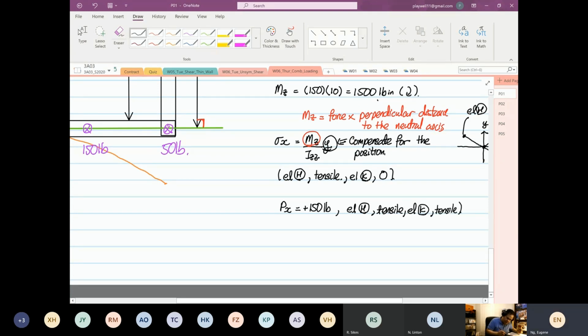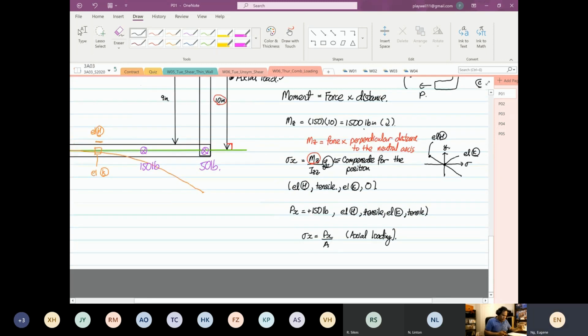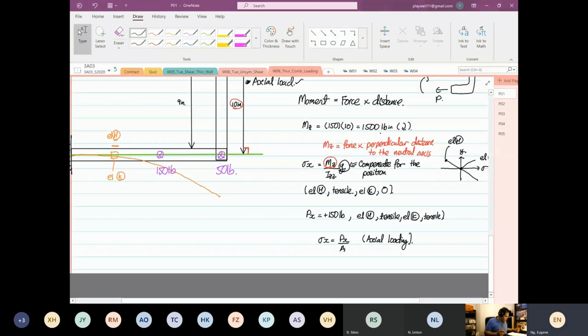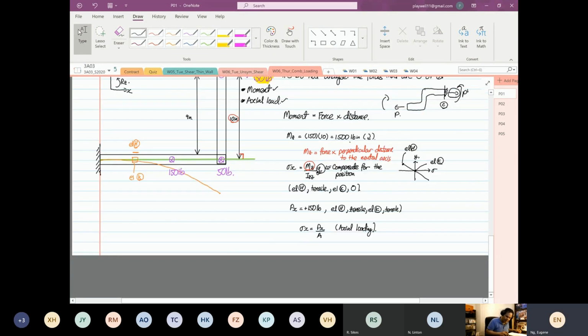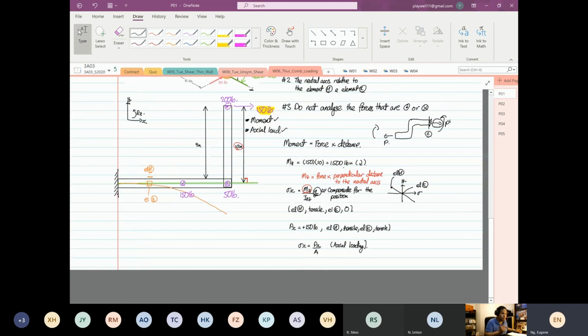So when that's the case, the formula we're going to apply is stress X is equal to Px divided by area. This is what we call axial loading. Okay. Right. So far so good. Are we clear? Okay, I'm going to assume that we are clear. Anything to clarify for now?